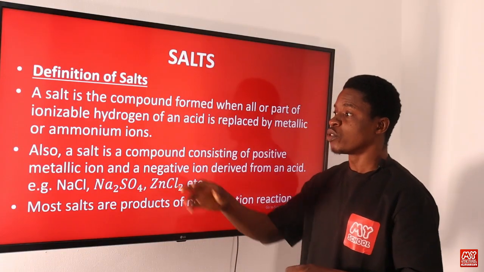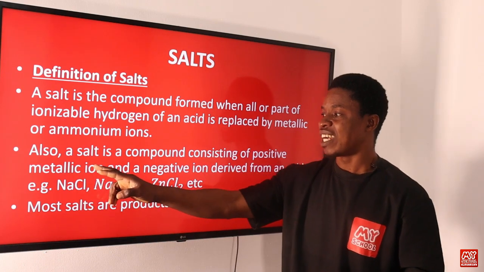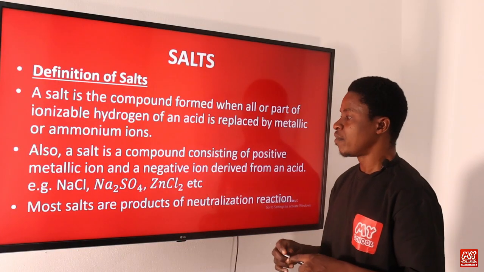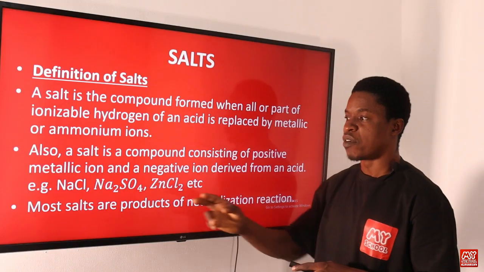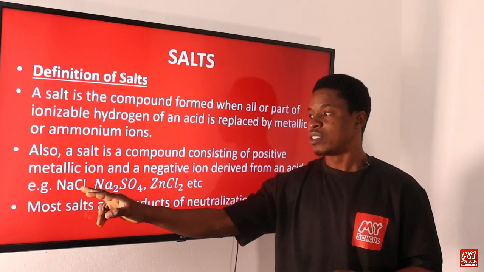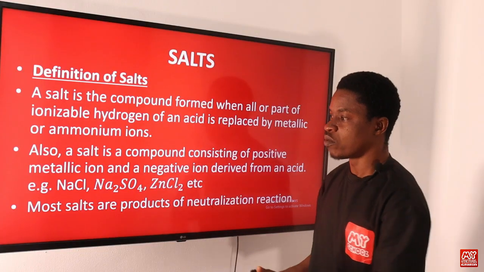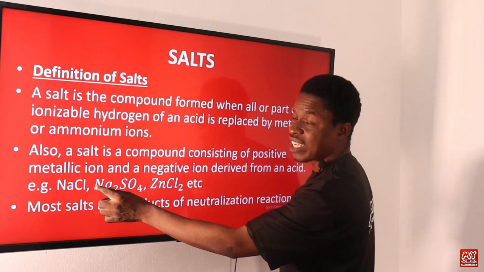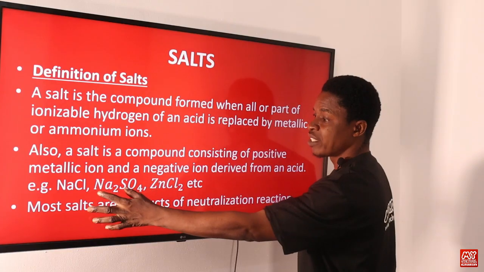Also, a salt can be said to be a compound consisting of a positive metallic ion and a negative ion that is derived from an acid. For instance, NaCl, that is a common salt. Na is a positively charged ion, Cl is a negatively charged ion. These together make up the salt. We have sodium here and sulfate. Sodium is a positively charged metallic ion, and sulfate is a radical, SO4 2-, combined together to form a salt.